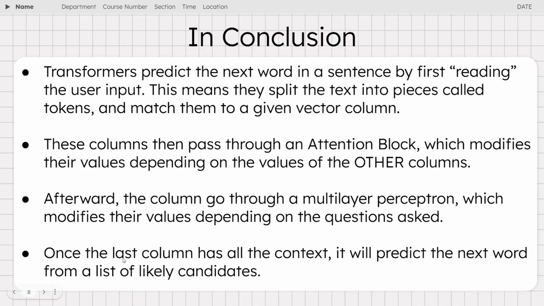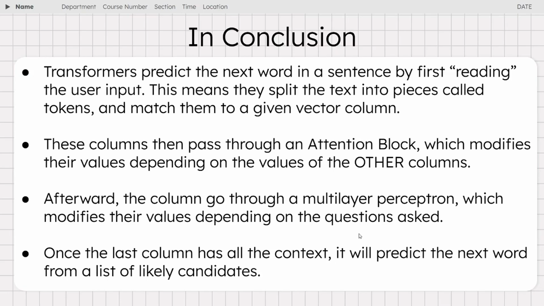And once the last column, or the last word, has all the context, it will be able to predict the next word from a list of likely candidates. So what it means is that the last word that we inputted before the prediction will have all the context because of these two steps. And since it already has all the context, it knows what word will come next.